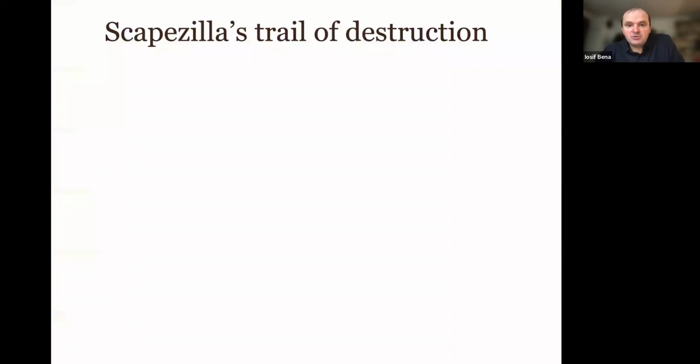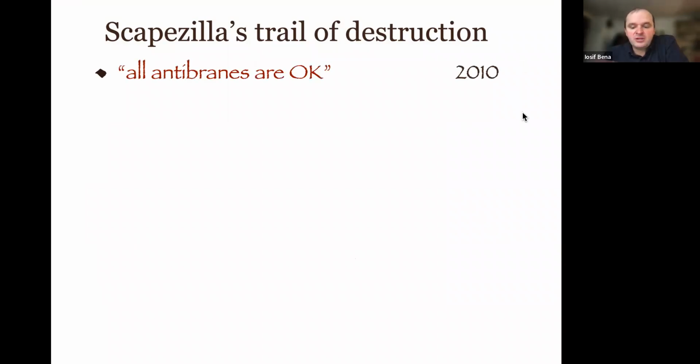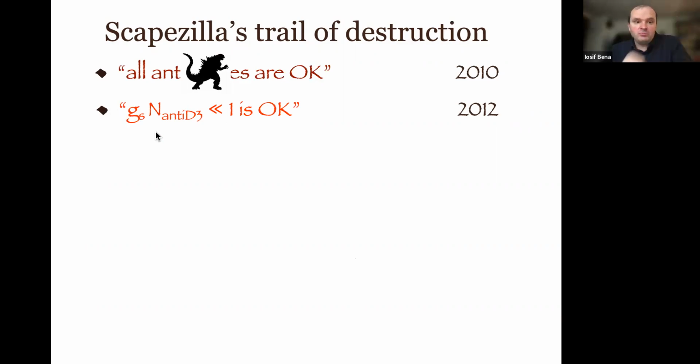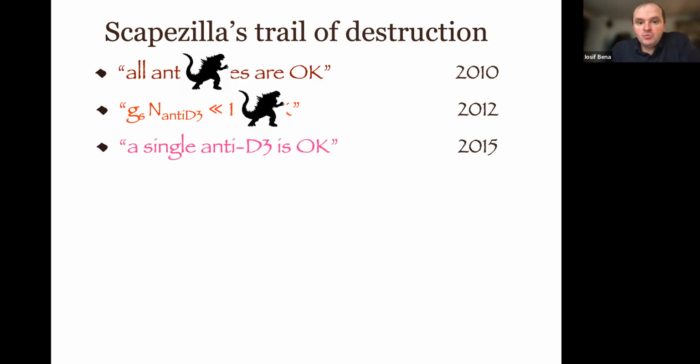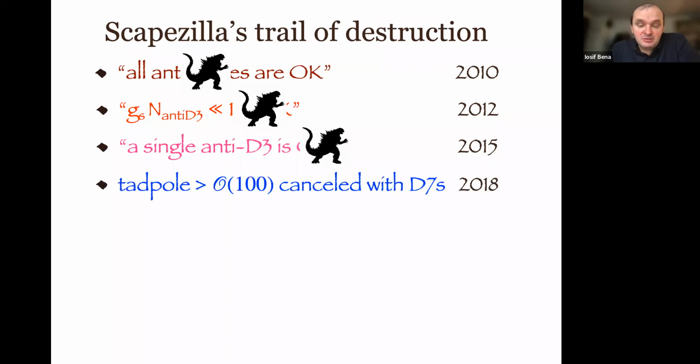So again, at the risk of getting Sandeep a bit annoyed at me, this is the trail of destruction of Scape-Zilla, which is basically the work which has been going on. Before 2010, everybody said all anti-branes are okay, multiple anti-branes, everything hunky-dory. Then people said anti-D3 branes, Joe Polchinski and other people, and at distinct times much smaller than n is okay. Then again, we showed that it doesn't. A single anti-brane is okay. Sometimes it is, sometimes it isn't.